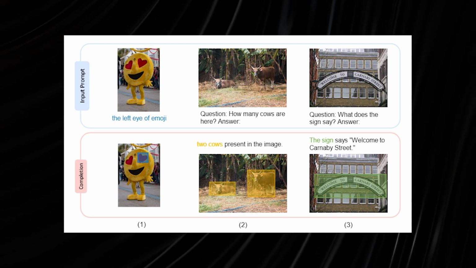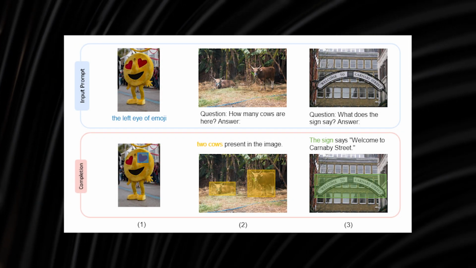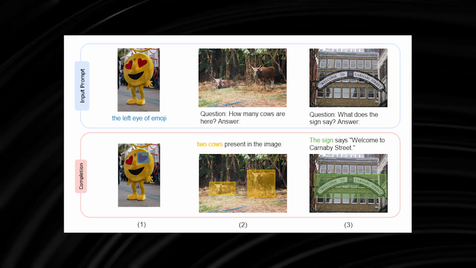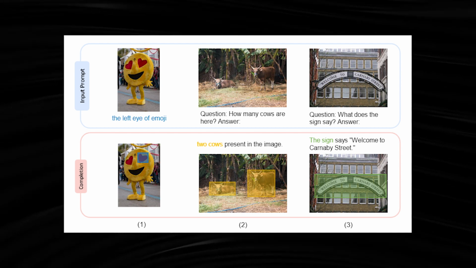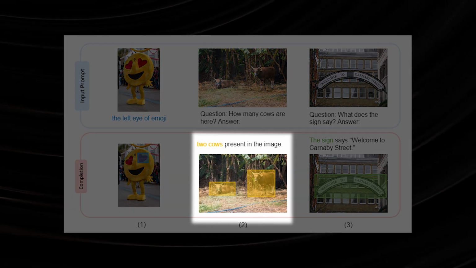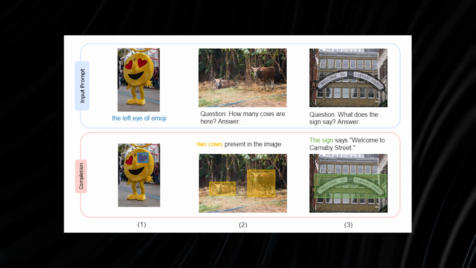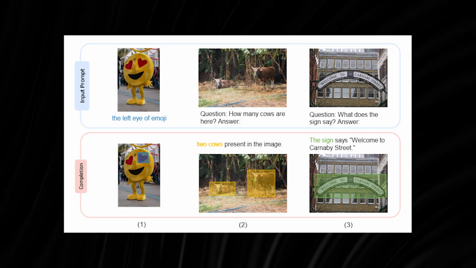Now let's move on to the next demonstration. As you can see here, KOSMOS 2 is given an image of cows surrounded by vegetation. As specified by the text prompt, the task here is for the model to identify the number of cows in the picture. Impressively, the model was able to detect that there are 2 cows in the image, capturing them with yellow bounding boxes. In the third example, the model is given an image showing a sign.